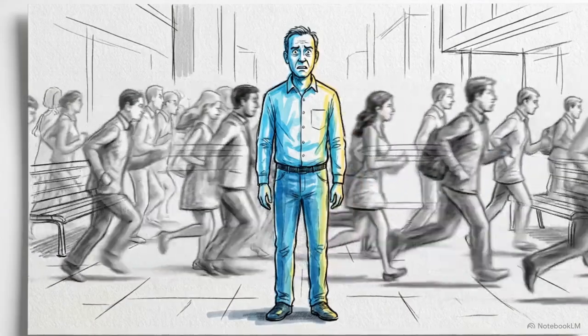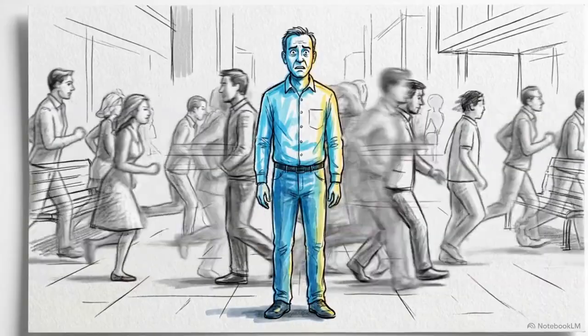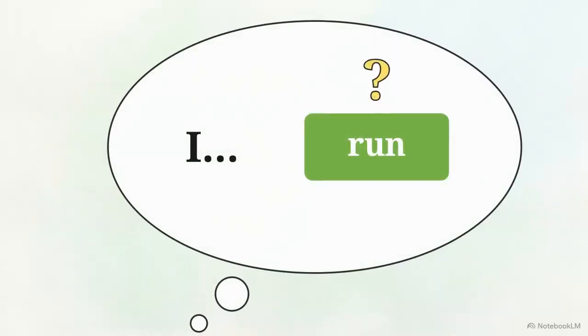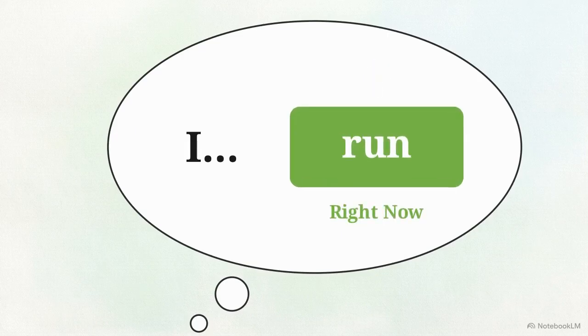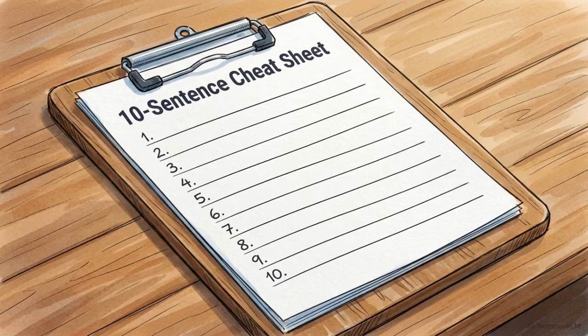You are right in the middle of a sentence, and you suddenly freeze. You know what you want to say, but you hesitate on a single word, unsure whether to describe an action as happening right now or something that already happened yesterday. That hesitation stops your momentum entirely. Over the next 5 minutes, we are going to fix that by building a permanent 10-sentence cheat sheet.